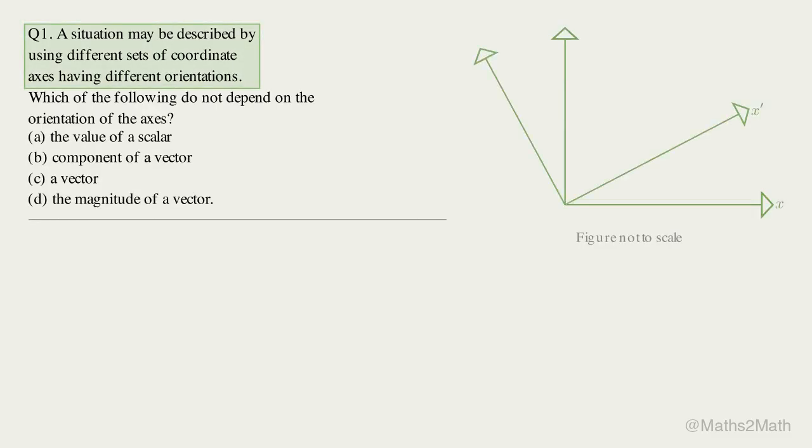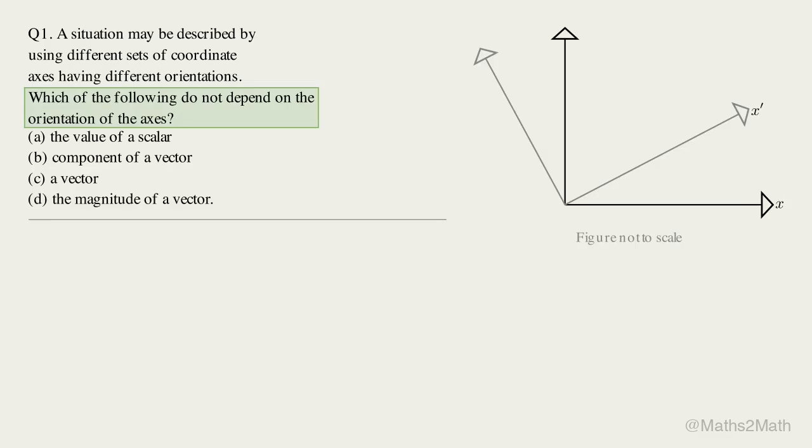Objective 2, Question 1. A situation may be described using coordinate axes of different orientations. Which of the following do not depend on the orientation of the axes? Option A, the value of a scalar. Option B, a component of a vector. Option C, a vector. Or option D, the magnitude of a vector. What does this mean? More than one option can be correct here.